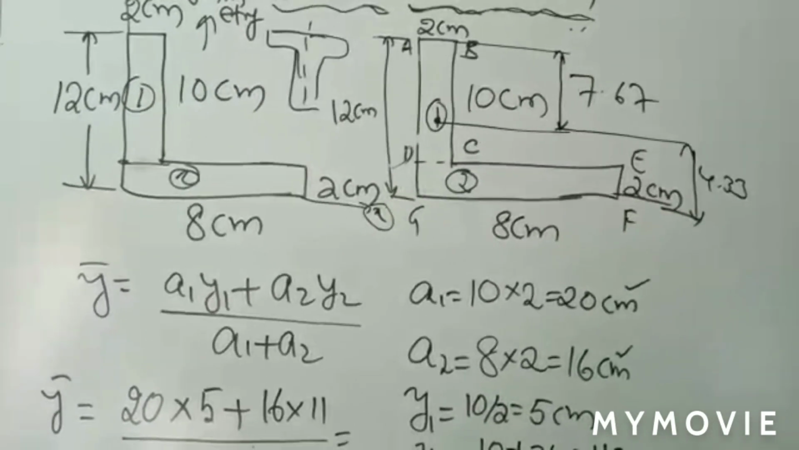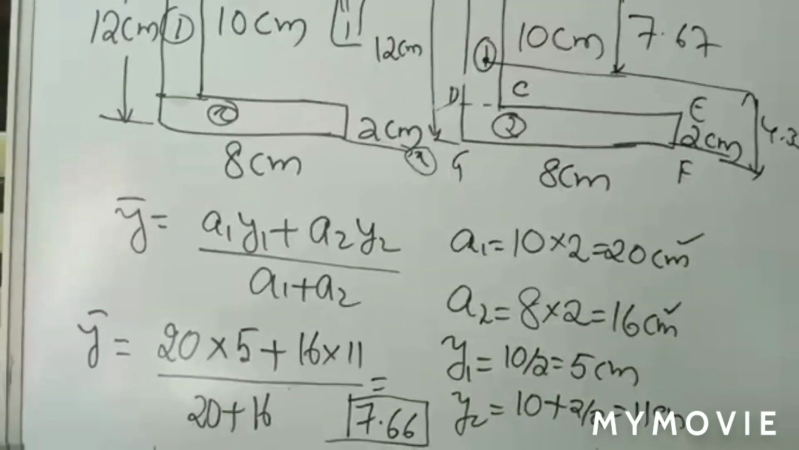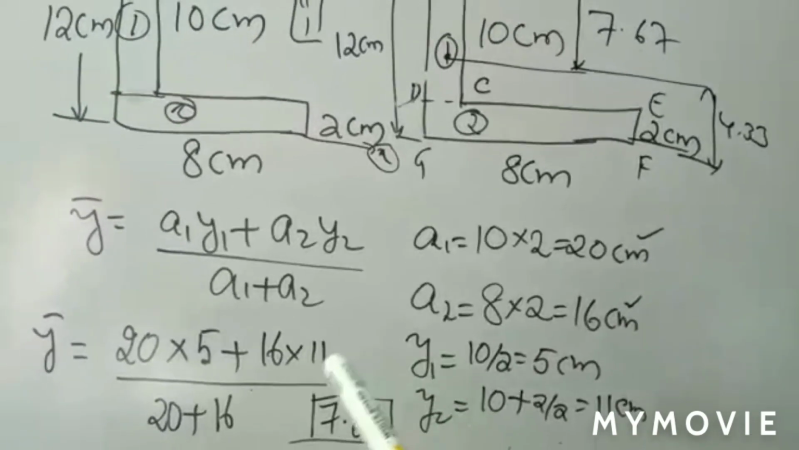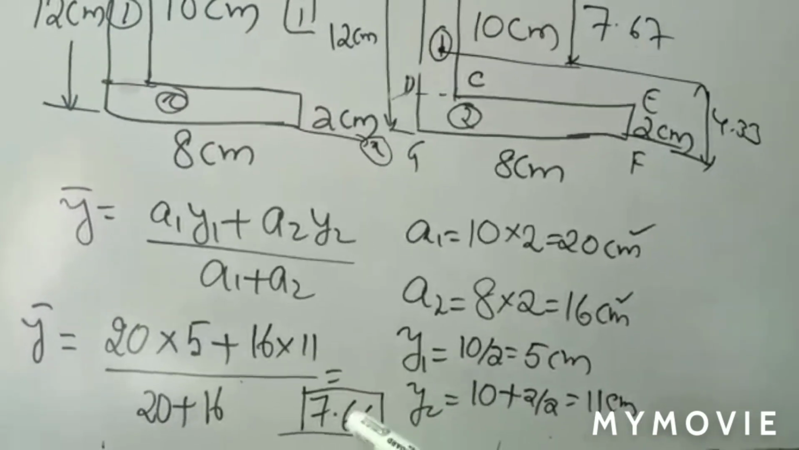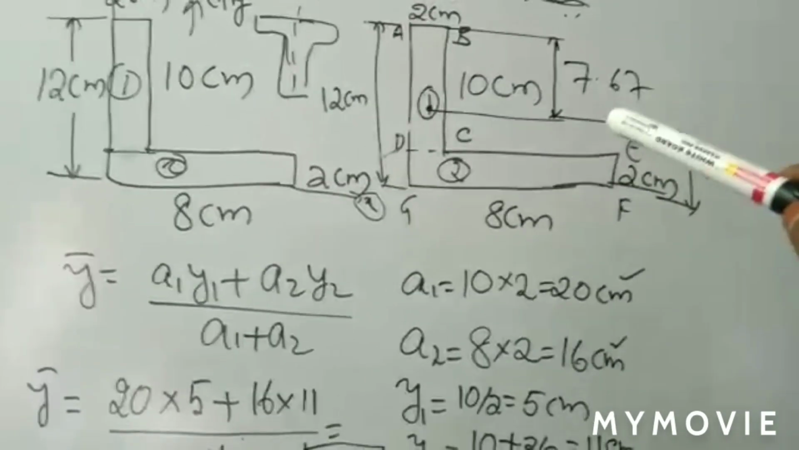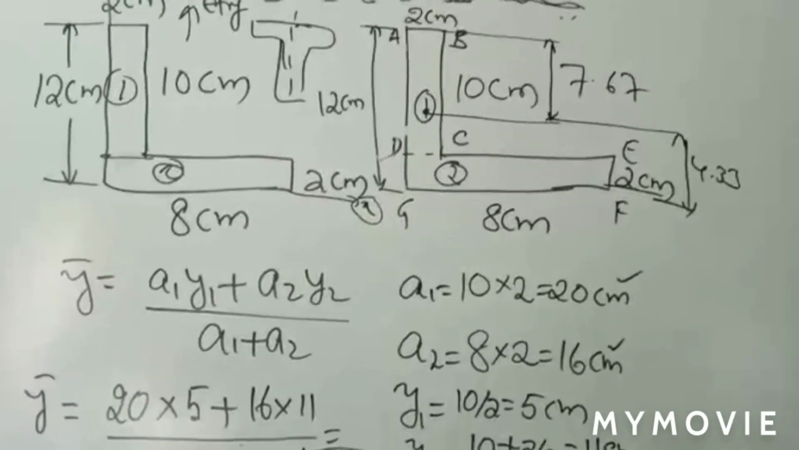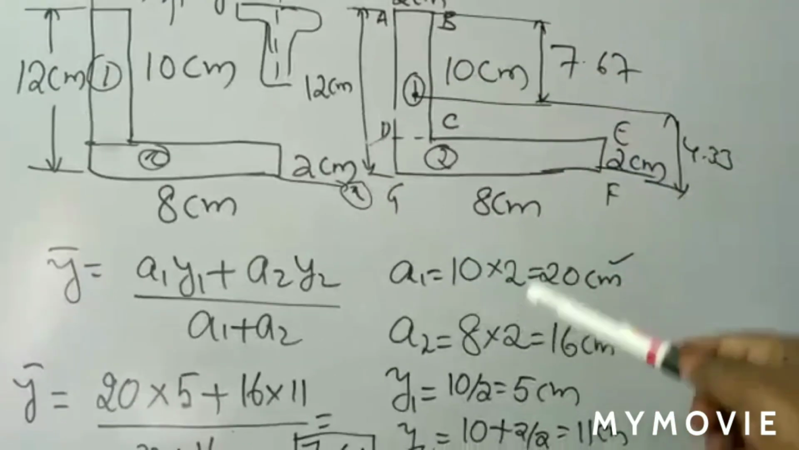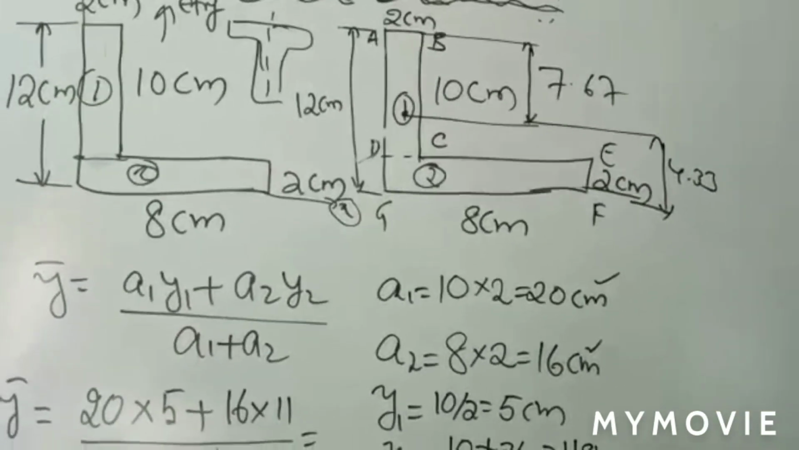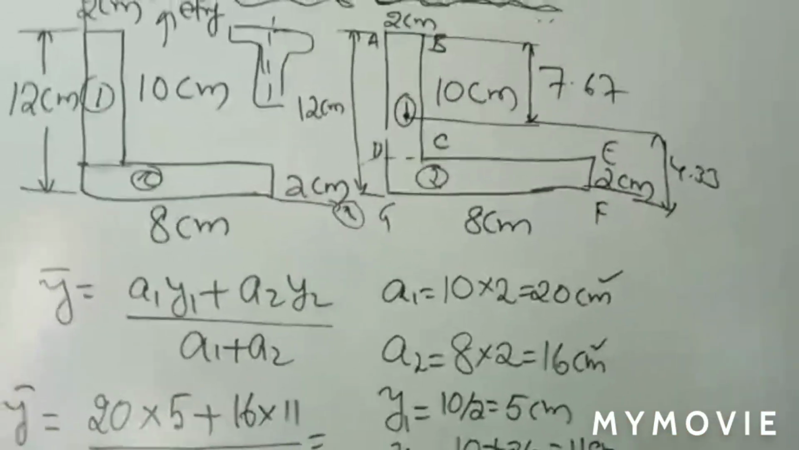Now simply put your values in this formula: y bar equal to a1 y1 plus a2 y2 by a1 plus a2. Substitute those values and you will get the value of 7.66. This 7.66 or 7.67 value is from the top end. I already told you in your previous class, either you move from the top end or from the bottom end. It's your choice. From the top end the centroid location is 7.67, and from the bottom end the value is 4.33.